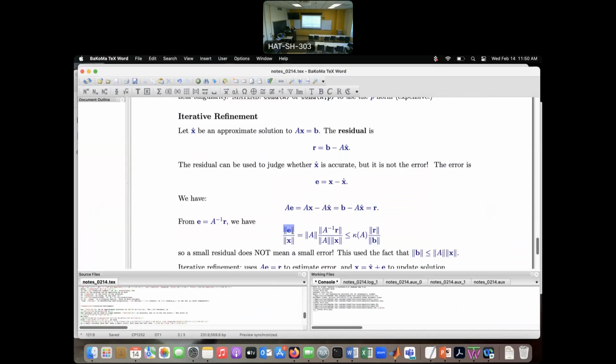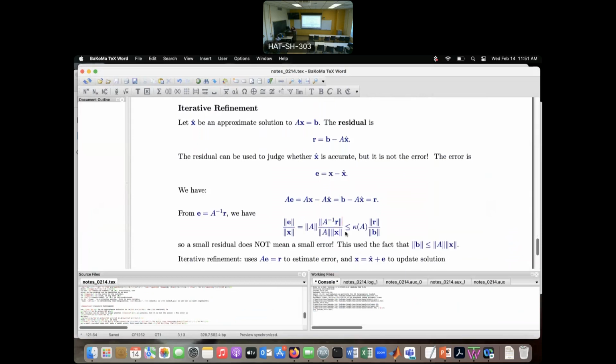So if I look at the relative error, which I looked at before but now from a slightly different perspective, well, now that we know the error is A inverse times the residual, and then I use the properties of norms, I can say this is less than or equal to norm of A inverse times norm of r. And then I multiply and divide again by the norm of A, and I get that the relative error in x is less than or equal to the relative residual, norm of r divided by norm of b, times the condition number.